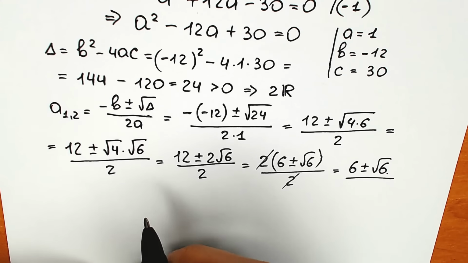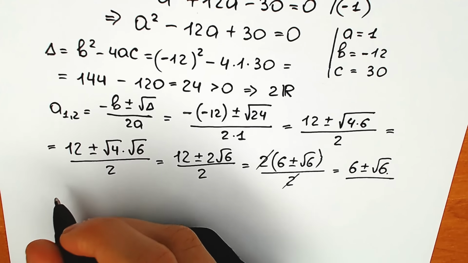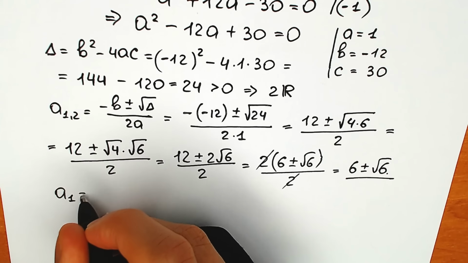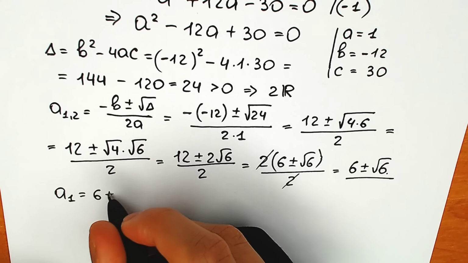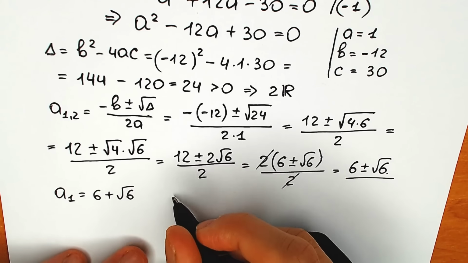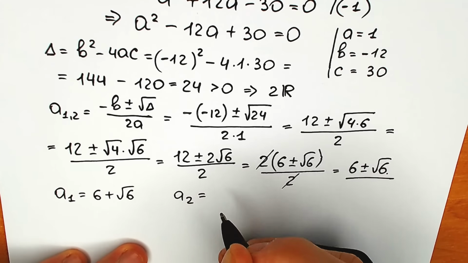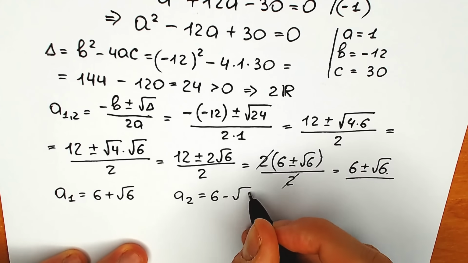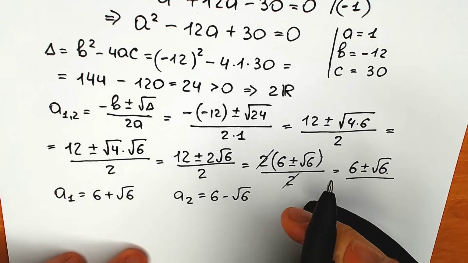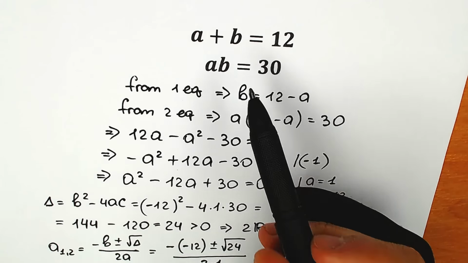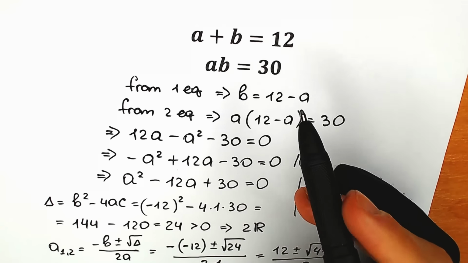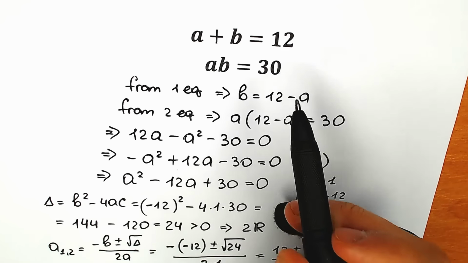So let's group everything together. Let's write a first equal to 6 plus square root of 6, and a second, let's go with the negative sign, 6 minus square root of 6. So we have two roots, and right now don't forget about our question, because in our question we have both a and b, but we found only a. Where can we find our b?